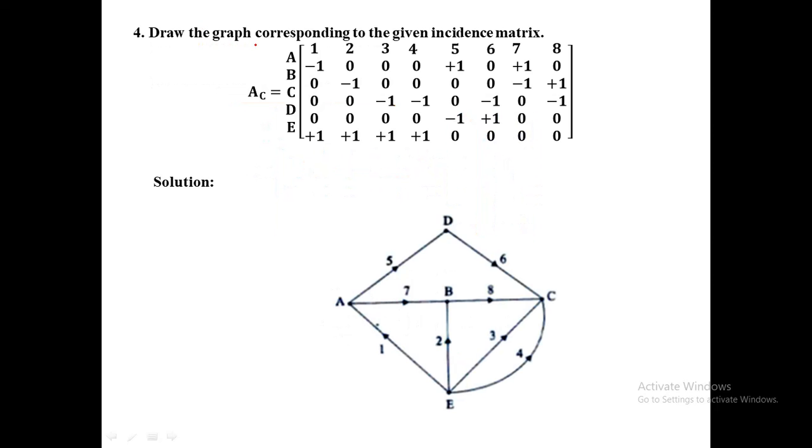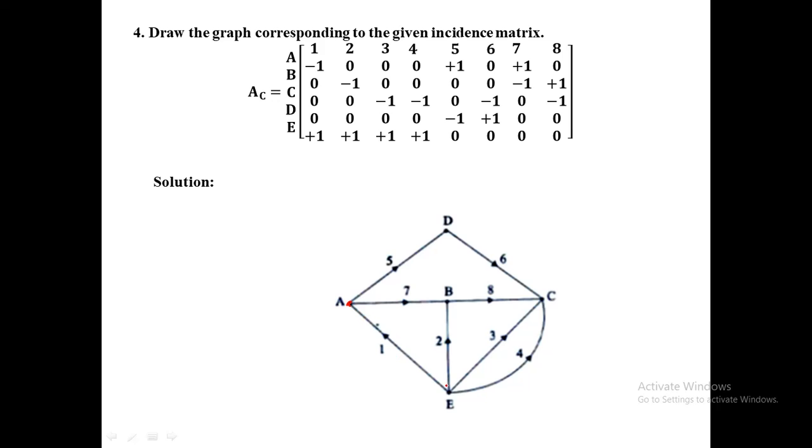Next problem, draw the graph corresponding to the given incidence matrix. From this matrix, we know that it is having 5 nodes A, B, C, D and E, and then branches are 1 to 8. First, we have to consider the first column. Here, the first column is having the values A equal to minus 1, E equal to plus 1. Here, first we have to mark the node A and E.